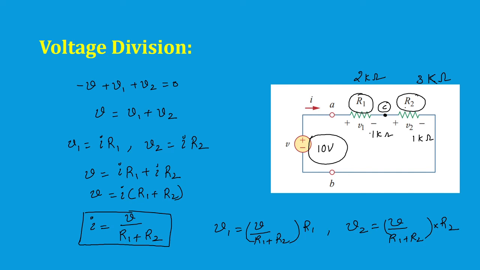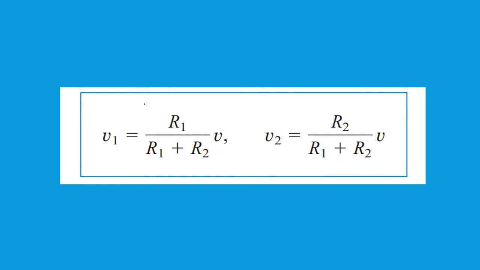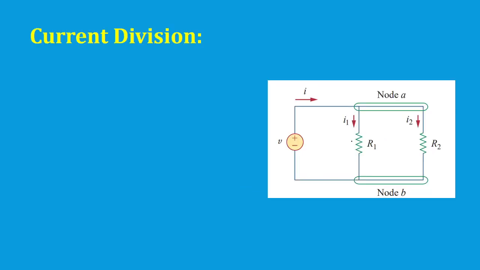So voltage is divided between the resistors or the components which are connected in series. Okay. So finally, for ease of convention, V1 is equal to R1 by R1 plus R2 into V, and depending on the resistors, the value will change. V1 is equal to R1 by R1 plus R2 into V, and V2 is equal to R2 by R1 plus R2 into V. So next, current division.